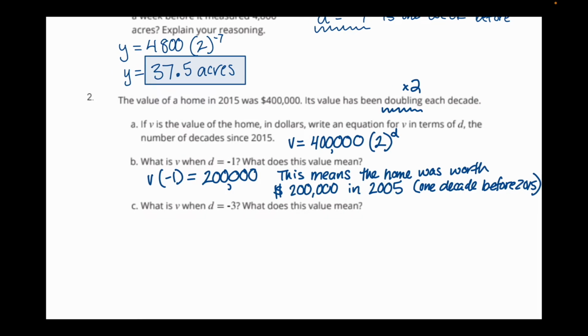Part C is asking us, what is V when D is -3, and what does that value mean? So we can plug this into a calculator, or we can just keep dividing by 2, going backwards. So V when D is -3. If we divided 200,000 by 2, because we're going backwards, that would be 100,000, and then dividing it by 2 again would give you 50,000.